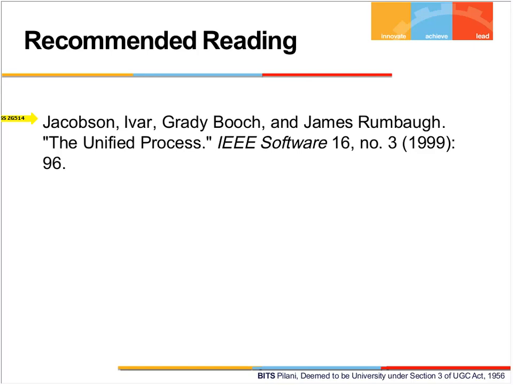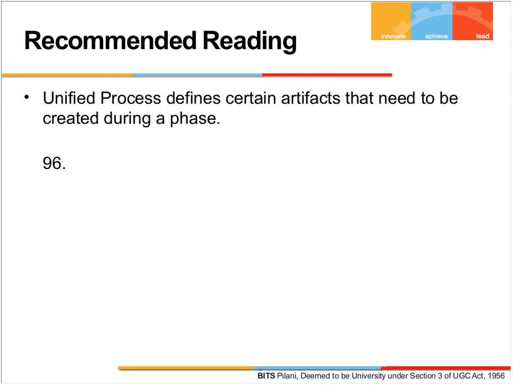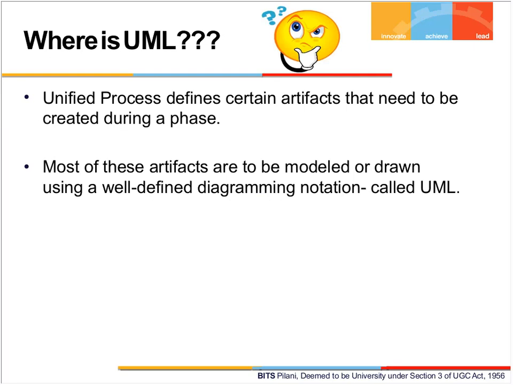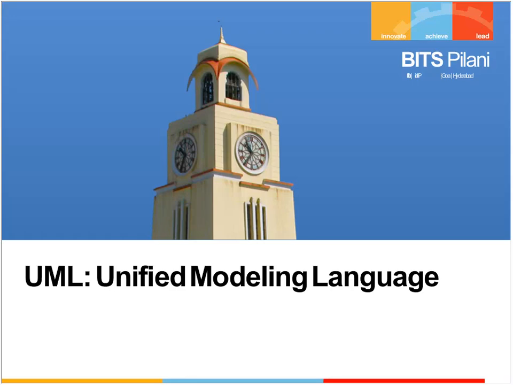Okay, now we move ahead to UML, right? I think you must be wondering, where is UML so far? So the unified process states that there are certain artifacts that have to be created in each phase, and those artifacts, which we will focus on, have to be created using the diagrammatic notation which is called the Unified Modeling Language, or UML, right?